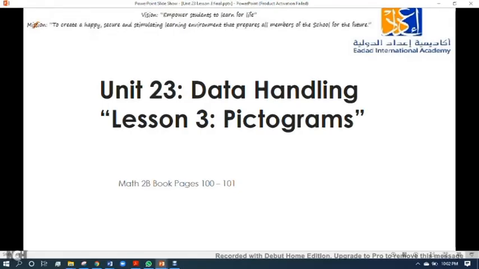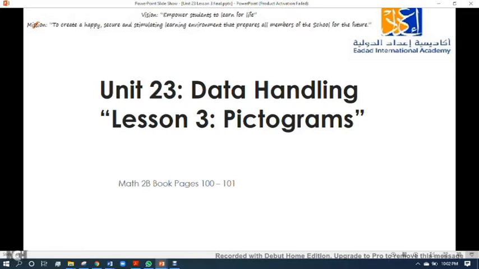Alright, class, welcome back. We are already on the third day of our week. Today is already Tuesday, and we are on lesson 3 of Unit 23, Data Handling. And for this lesson, we are going to study all about pictograms.